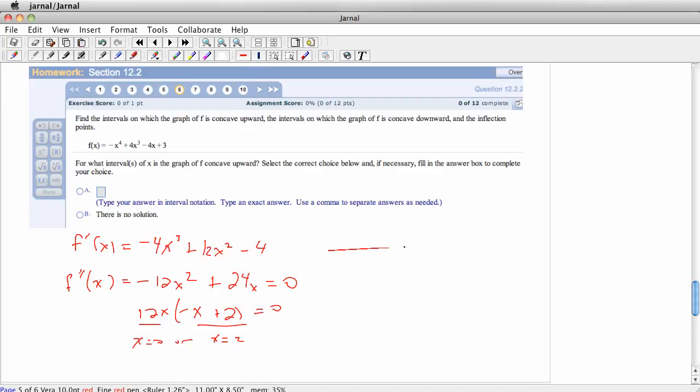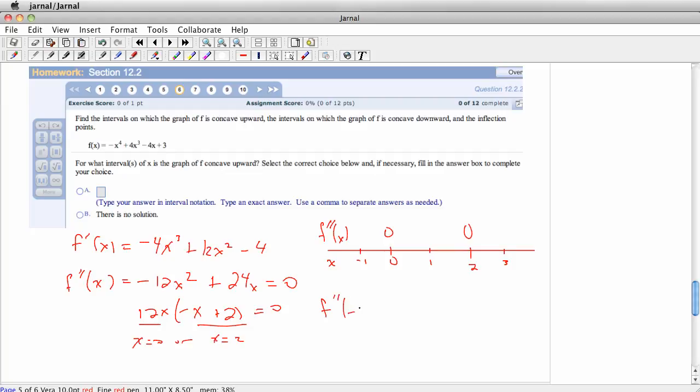So now I'm ready to write my sign chart. Again, I'll have my x's down here. I want to include 0 and 2. Up here I'm going to put the sign of f double prime. And I already know that f double prime is 0 when x is 0, and 0 when x is 2. So now I just sample a couple of other values, such as minus 1, 1, and 3, just so I have a sampling on all partitions that we get from these numbers. And then I just work out what these things are.